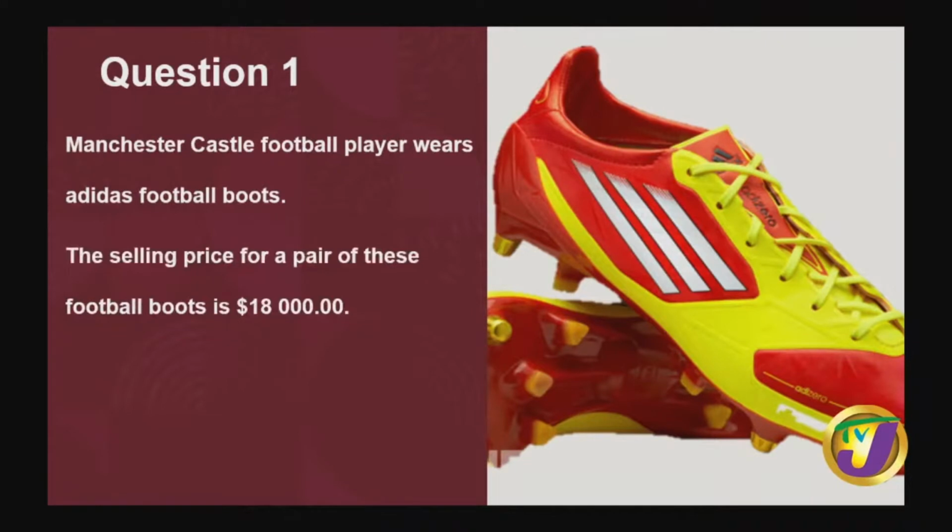Manchester Castle football players wear Adidas football boots. The selling price for a pair of these boots is $18,000. Wow. This selling price includes a profit of 20%. This is interesting now. So you're saying that I have a pair of boots at $18,000, and this also includes 20% profit. Okay.